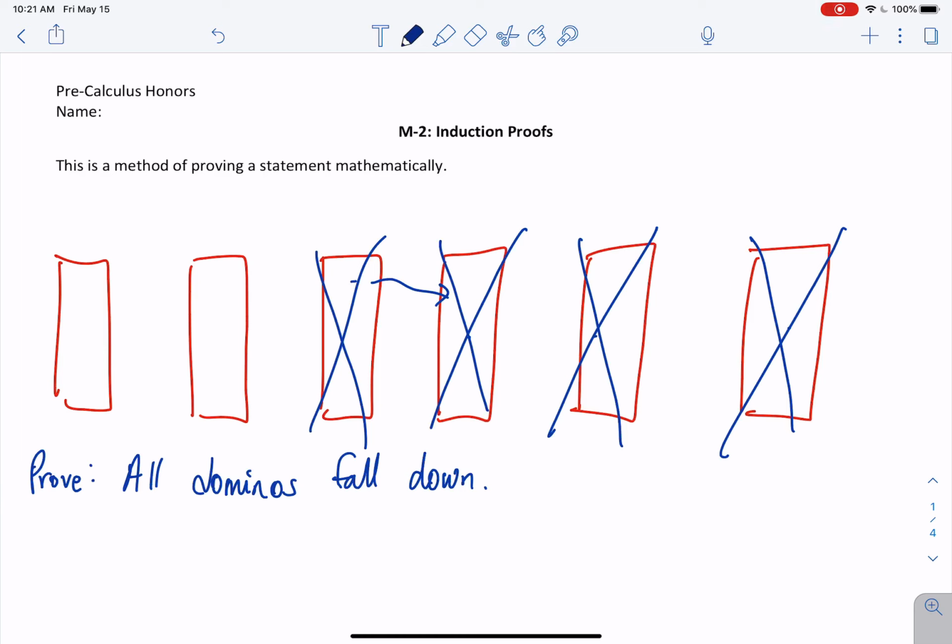But now I've proved that 4 of them fall, but not all 6. So how do I prove that all 6 fall? I need to say one more thing. I can't start at the third domino. I have to start at the first one.